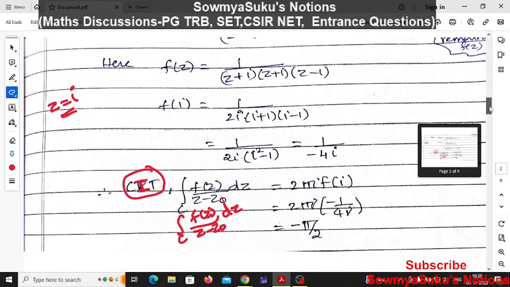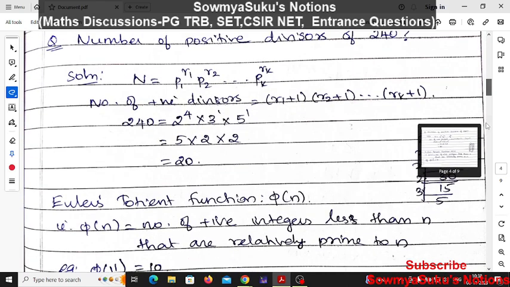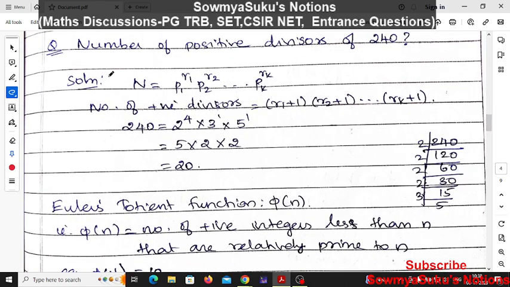Next question. This is just like entrance questions. Number of positive divisors of 240. Okay, the question here is number of positive divisors of 240.